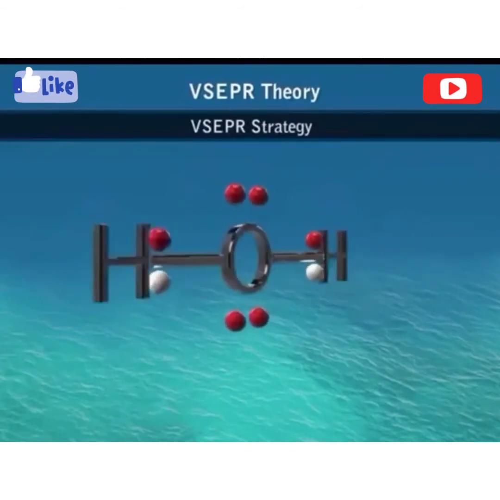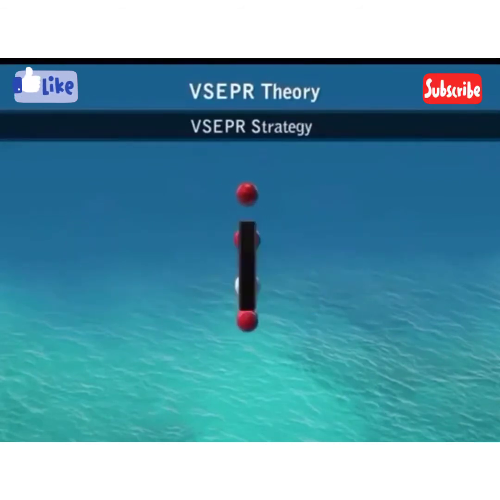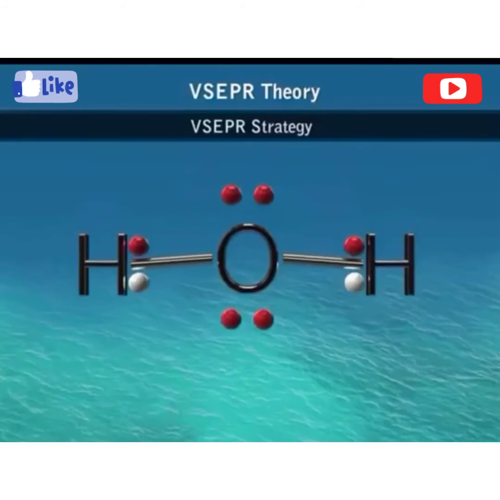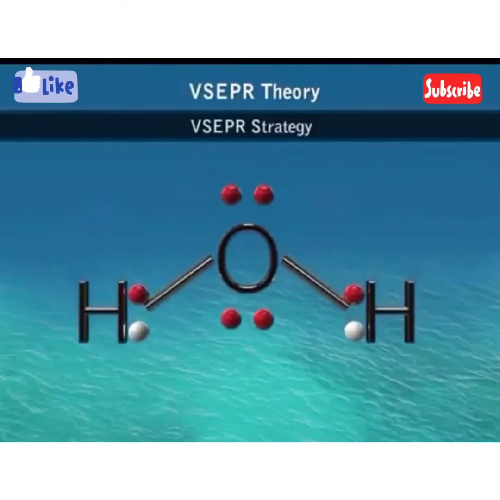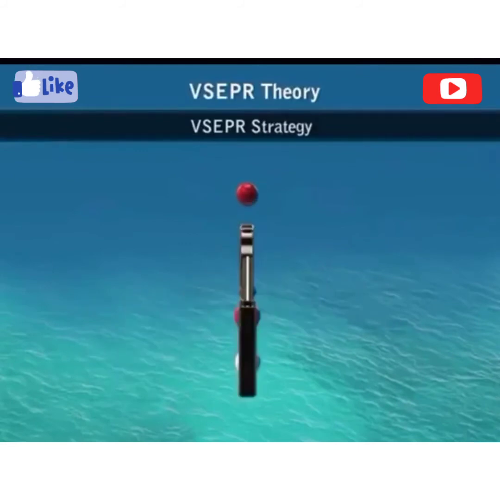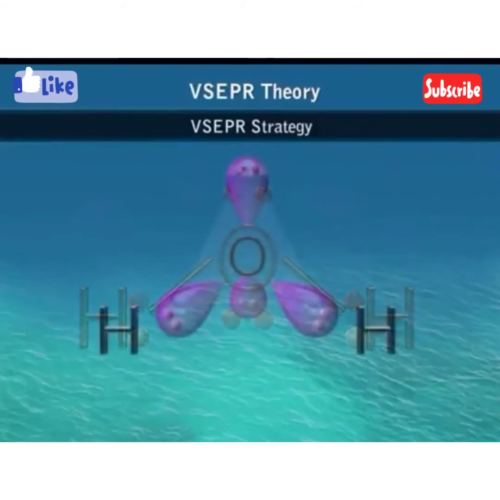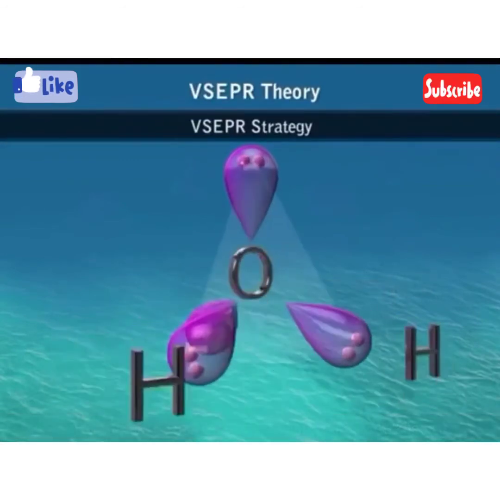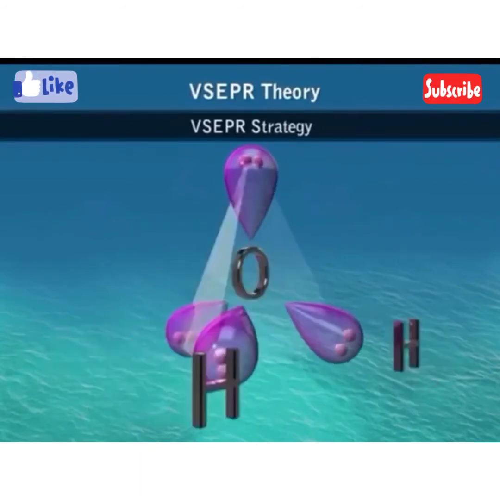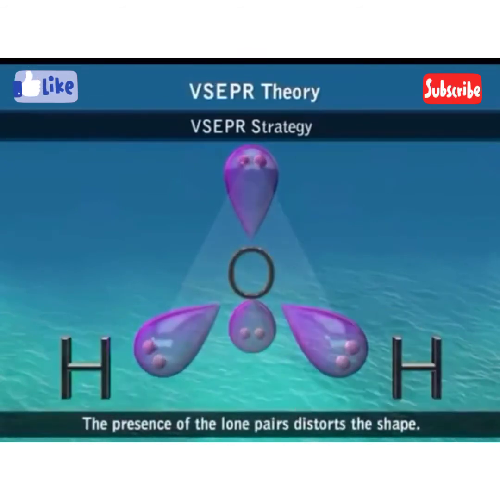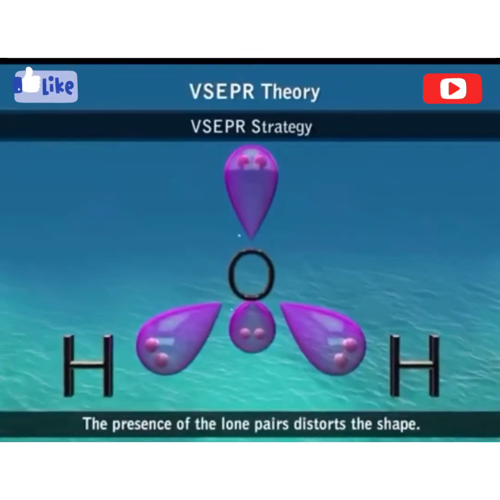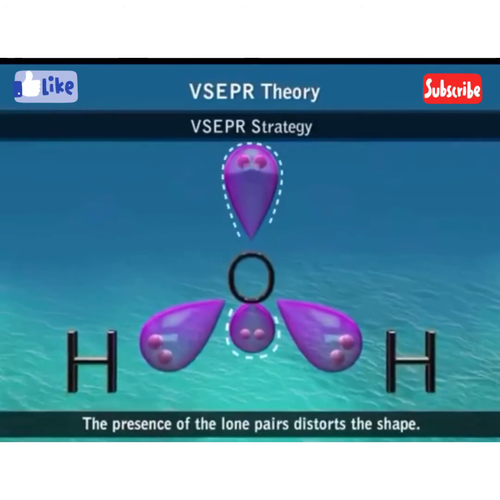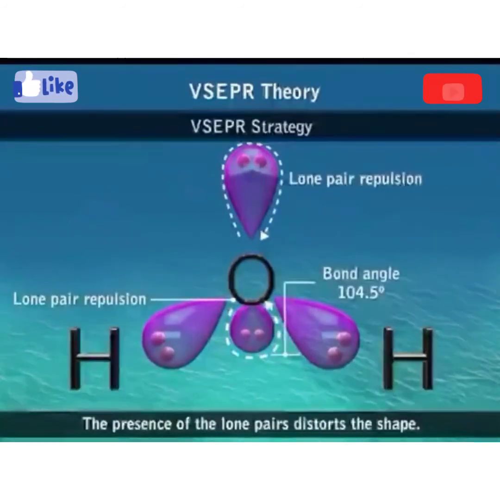Remember that if there are 4 electron pairs around the central atom, the electron pairs experience least repulsion when the arrangement is tetrahedral. So, arrange the 4 electron pairs around the oxygen atom in a tetrahedral configuration. However, this is not the final structure, as the electron pairs are not similar. The effect of the lone pairs has to be brought into the picture. The presence of the lone pairs distorts the shape. The lone pairs exert greater repulsion on the bonded pairs, resulting in the bonded pairs being pushed closer to each other.